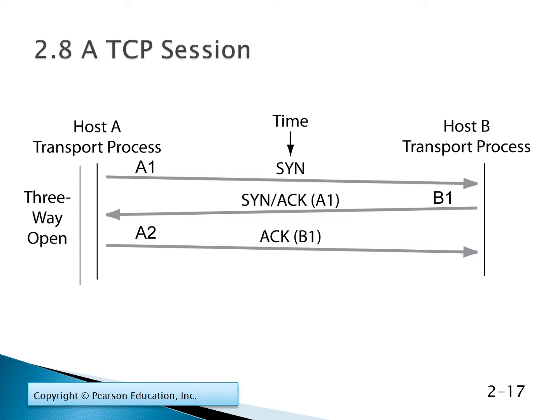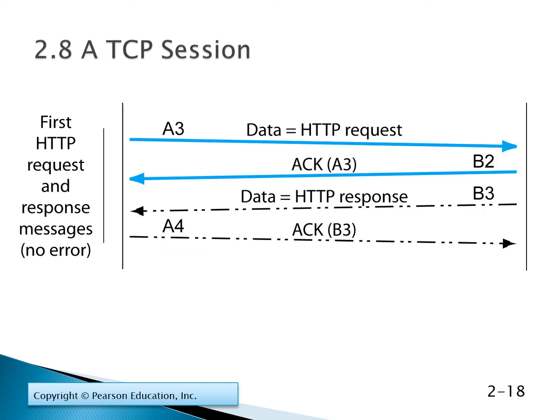So we call this a three-way open. After opening, then you can send a message like this. Then I can send my data to B. In this case, if we use the HTTP example before, then your HTTP request is packaged as a message here, then it's sent to B.